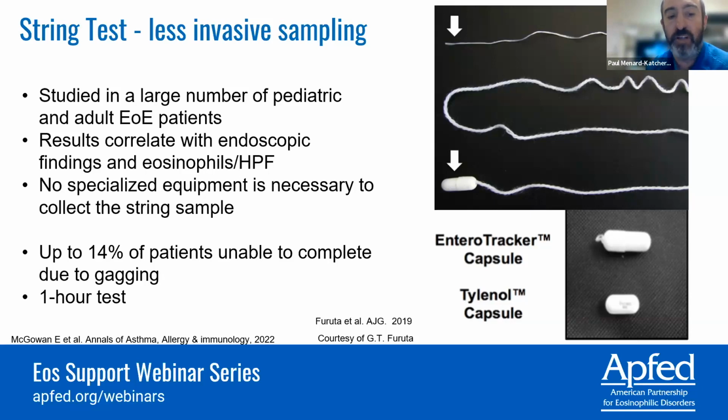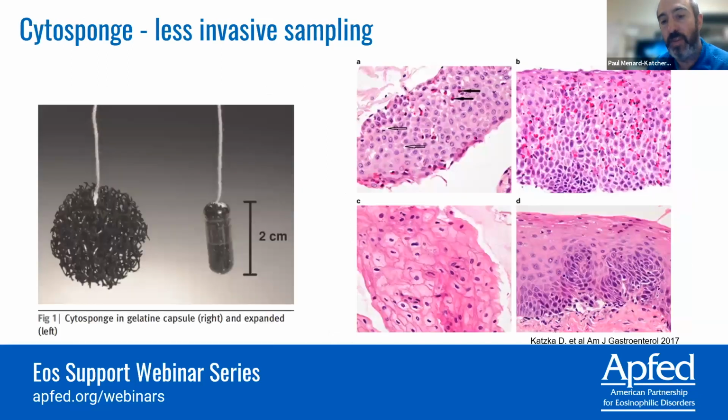There are some drawbacks. In our studies, up to 14% of patients were unable to complete the test due to gagging. If you have a significant gag reflex, the string just dwelling across the oropharynx and in the throat can be problematic. And it is a longer test. It does require the string to dwell in the esophagus for an hour, so that can be a downside to some patients. That said, again, it is performed in an office setting and requires no specialized equipment. And so this has been looked at in eosinophilic esophagitis and is currently being evaluated in other adult esophageal pathology as well.